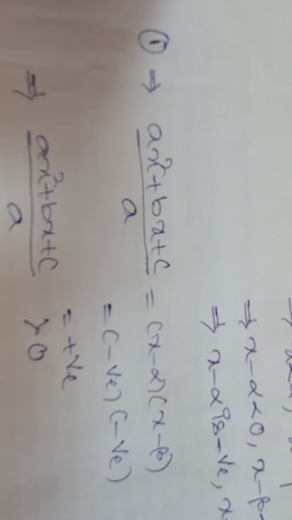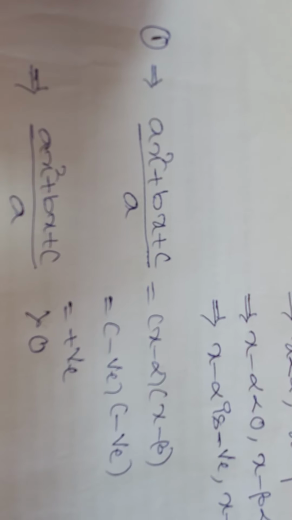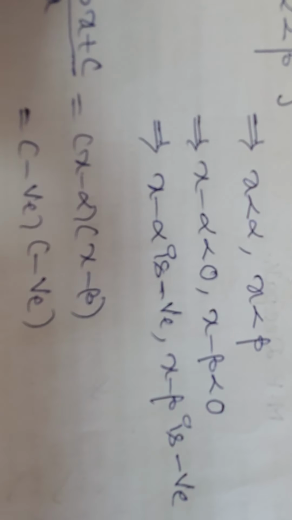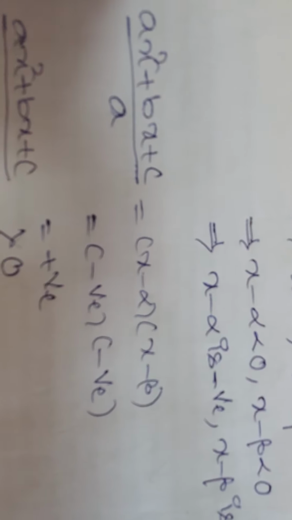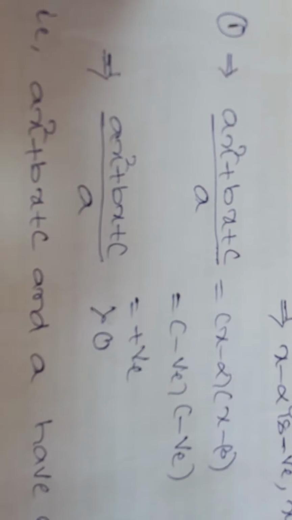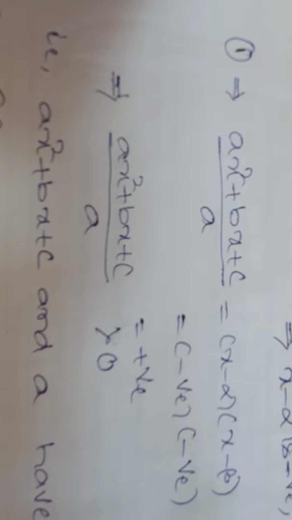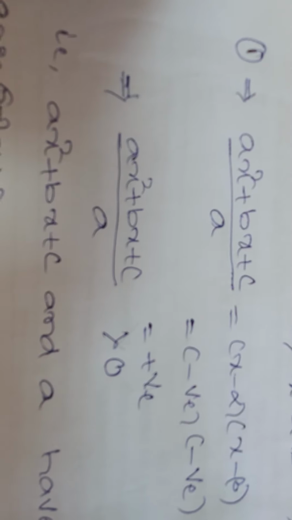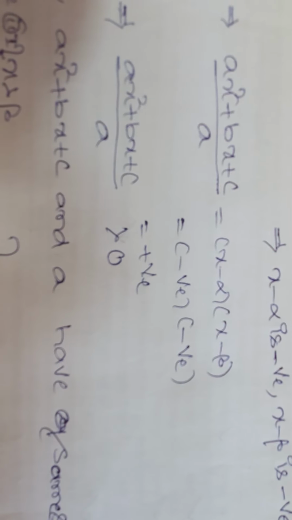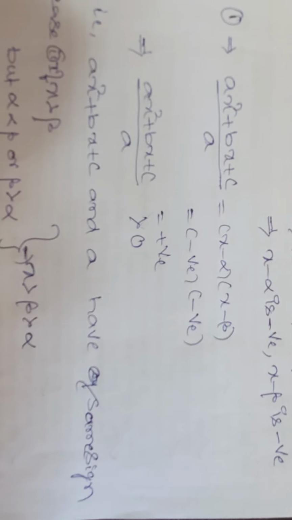Now we take equation 1: (ax² + bx + c)/a = (x − α)(x − β). We got x − α is negative, x − β is negative. We know that negative into negative is positive, and the symbol for positive is greater than 0. When numerator by denominator is greater than 0, it is possible when numerator and denominator both have the same sign, where numerator is ax² + bx + c and denominator is a. That's why I wrote there that ax² + bx + c and a have the same sign.